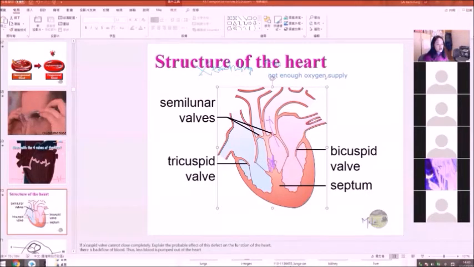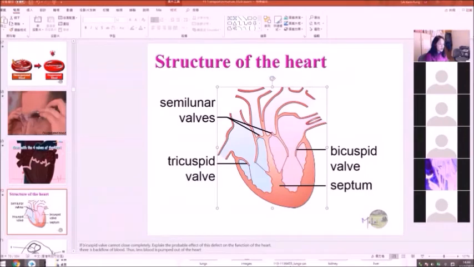Not enough oxygen supply. Yes, this one is good. Same volume of blood pumped out, but the blood pumped out will have less oxygen. So our body cells may not get enough oxygen. This is the difference. If the valve cannot close completely, there will be less blood. If there is a hole in the septum, the same volume of blood comes out, but the blood contains less oxygen. So there may not be enough oxygen supplied to the body. Then you will have dizziness.